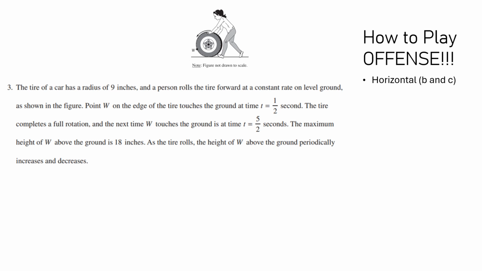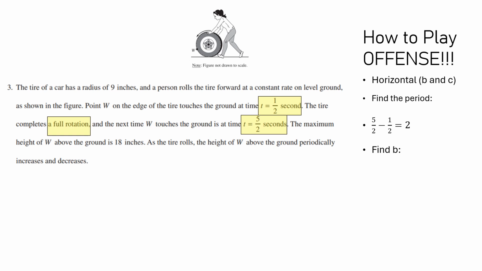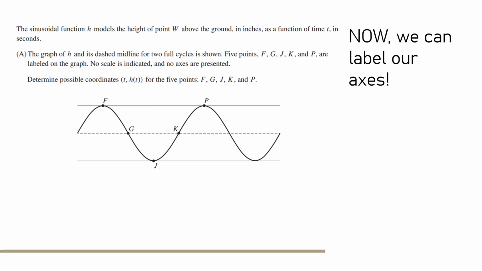So I'm going to look at my B and C parameters. I'm definitely going to try to find the period next, and they make it pretty easy in this problem to find the period. You get a full rotation. It occurs between a half second and 5 half seconds. So that's a period of 2. And I can get B from that with this relationship that we know. And B's pi.